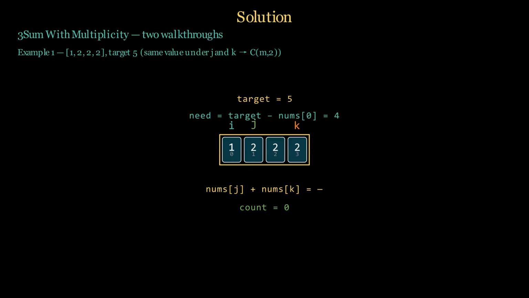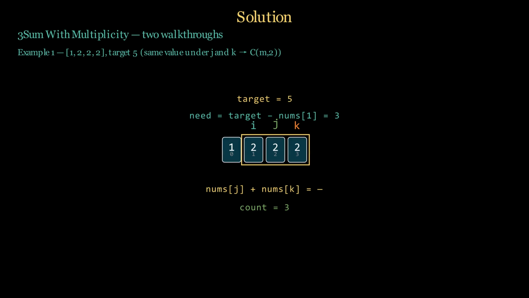Fix i at 0, value 1. We need pairs of values summing to target minus that value, i.e. 4. Set j to 1, k to 3. Pair sum equals 4, triplet sum hits target. Unlike classic 3-sum, we do not move j and k once, we add every index pair allowed by the equal runs next. 3 choose 2 adds 3 triplets here, count 3. Inner 2-pointer pass ends for this i.